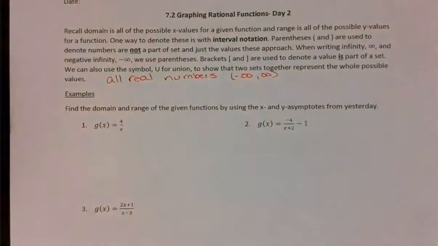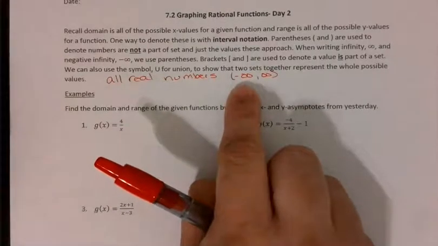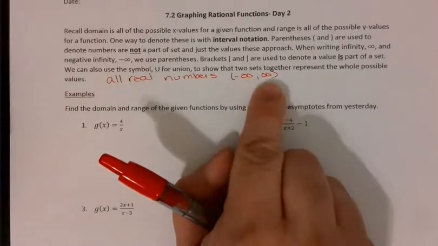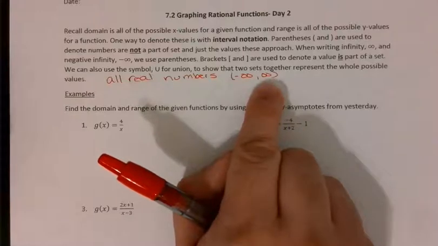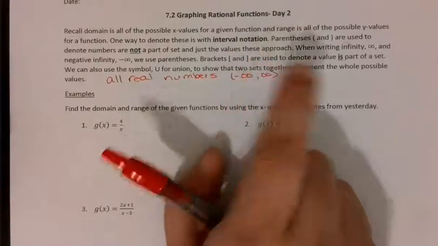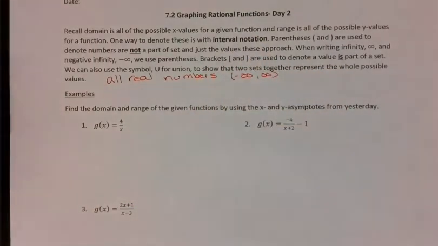So what this notation is called is interval notation. Parentheses are used to say that numbers are not part of the set. So negative infinity is not a number. I cannot tell you how much negative infinity is. It is not an actual value. And positive infinity is not an actual value either. So those get parentheses. If the function just stops at 3, I would use brackets, to show that it is part of the set.